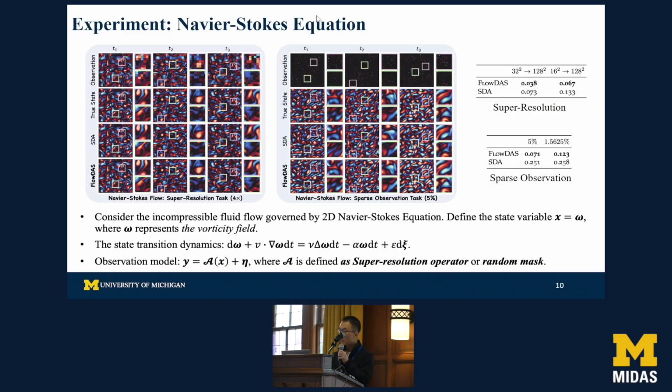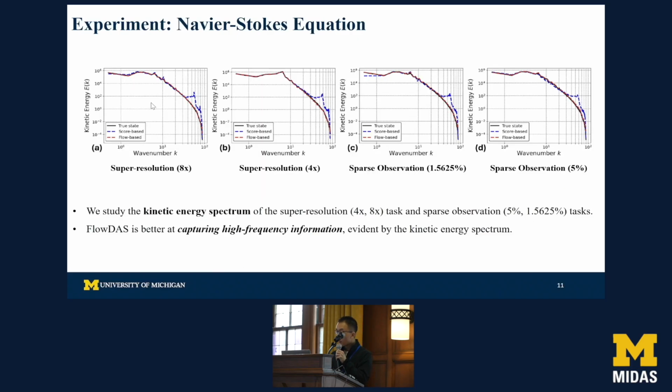And this is another result that we tried on a high-dimensional problem with Navier-Stokes equations. This is our method, flow-DAS, and we tried both a super-resolution task and a sparse observation task, and you can see that our method gets better performance than the diffusion SDA method. It better matches the true states. Moreover, we also plot the kinetic energy spectrum, and we observe that our method works better in predicting the high-frequency component compared to the existing method.